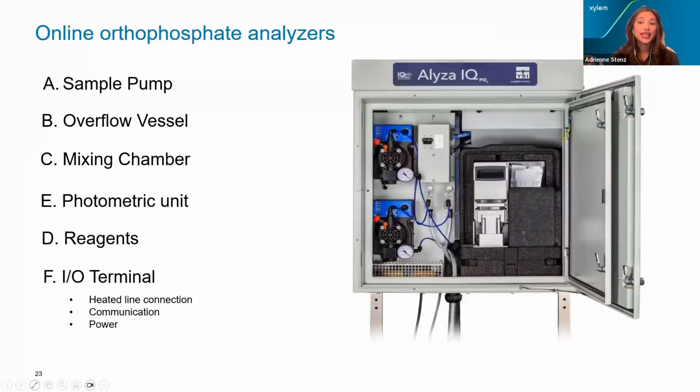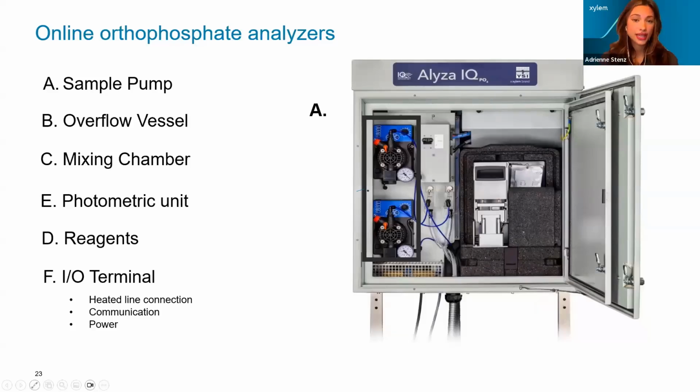Online analyzers like the Alyza IQ use the yellow method to determine orthophosphate concentrations. And these are the main components of online orthophosphate analyzers. These are the sample pumps. So these are connected to a 0.45 micron filter, which is sitting in your process. And these are drawing sample into the analyzer.